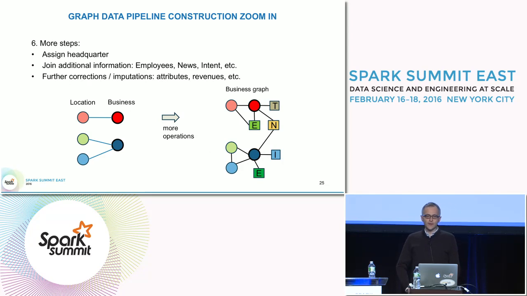Now that we have a graph of linked locations and businesses, we can start doing a lot more steps. For the interest of time, I will not detail them here, but they include assigning the headquarter for the given business group, joining additional information that belongs to the business versus individual locations, such as news or employees, and doing additional corrections or enhancements, such as reusing the websites across all locations, or correcting revenues for locations based on the group. We finally get to a full business graph that our cloud platform can use.